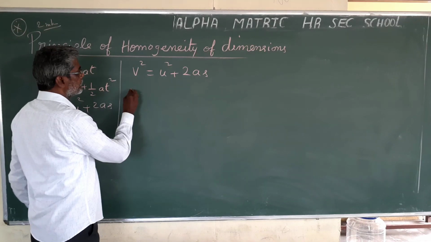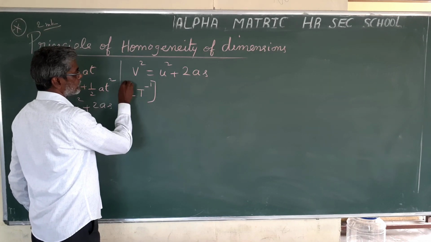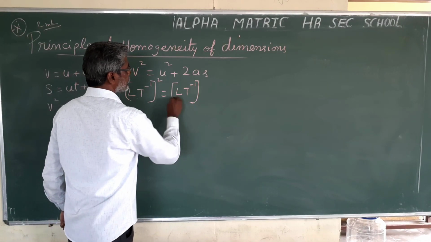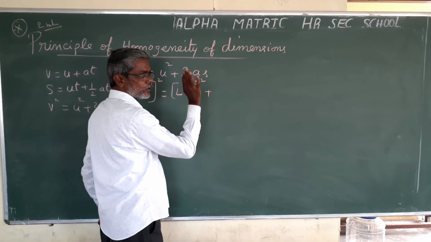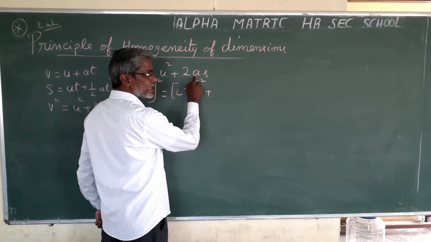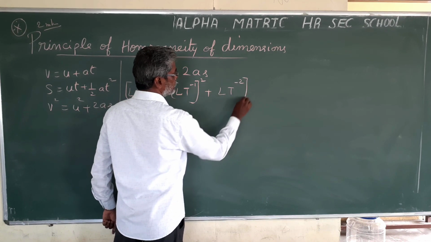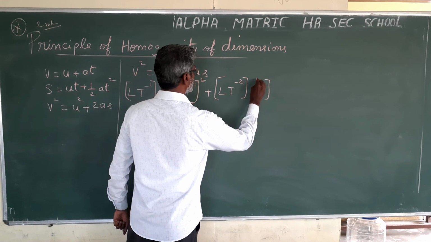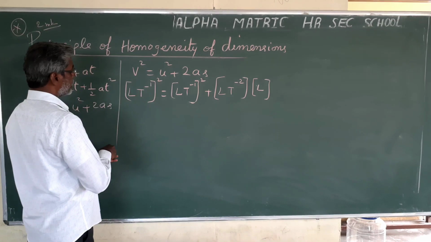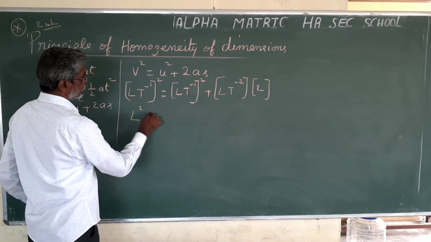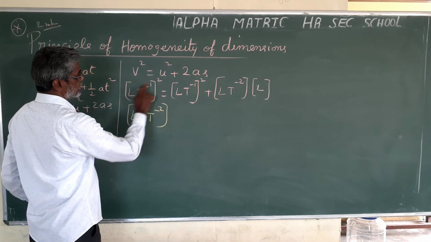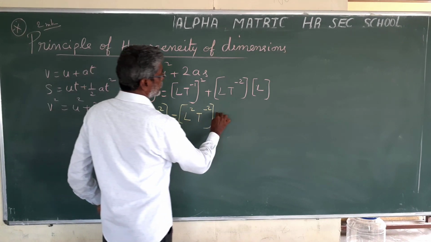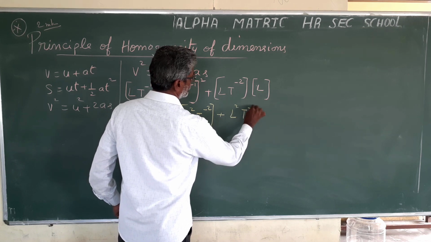V is velocity. What is the dimension for that? LT⁻¹ whole square. For u, velocity, LT⁻¹ whole square. 2 is a constant, dimensionless. A is acceleration, LT⁻². S is displacement, so it becomes L. Now how will I write this one? L²T⁻². Here also, L²T⁻² plus L²T⁻².